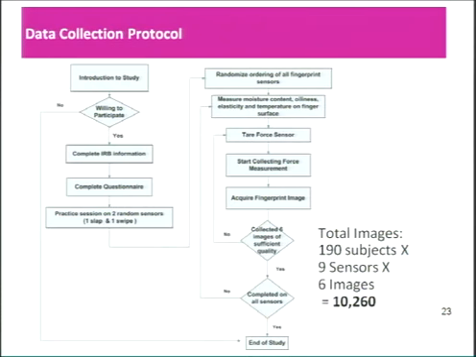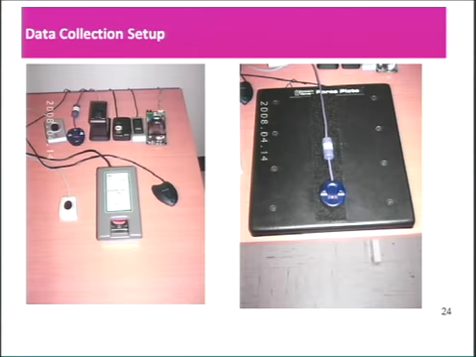So in the end, I collected data from 190 subjects. There were 9 sensors, and on each sensor they provided 6 images. So in total we had 10,260 fingerprint images at the end of the study. And the entire data collection time period was about 3 full months of data collection before we could actually go ahead and do the data analysis.